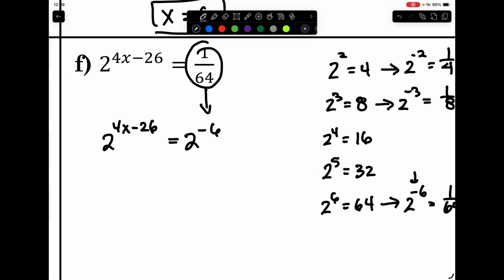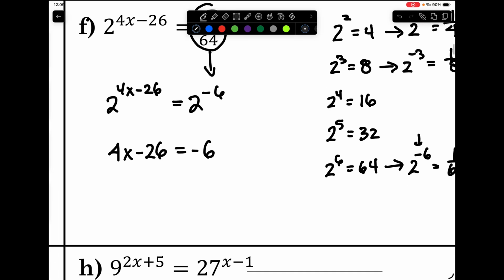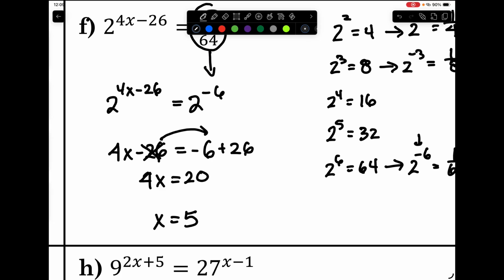So now that I have that, I can now solve by getting the exponents equal to each other. So we're going to move the 26 to the other side, making it positive 26. So 4x equals 20. We're going to divide by 4, and our solution is 5.